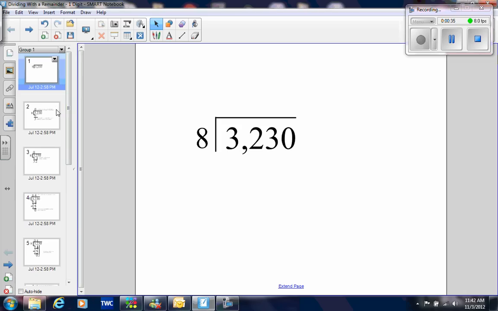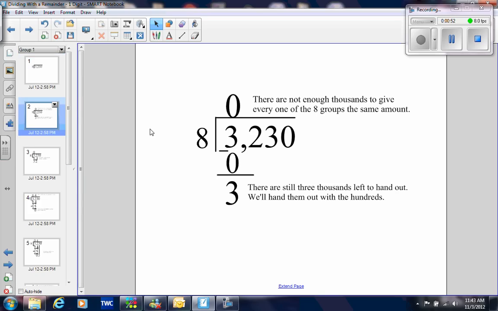The very first step is to start to look at the thousands in this case. We're going to want to make 8 groups. That's what dividing by 8 means. You're going to have 8 groups, and you want to give every group the exact same amount. So when I start off, I actually have a 0 here, because there are not enough thousands to give every one of the 8 groups the same amount. Since I did not hand out any thousands at all, I subtract 0, and I still have 3 thousands left to hand out, just like I did before.